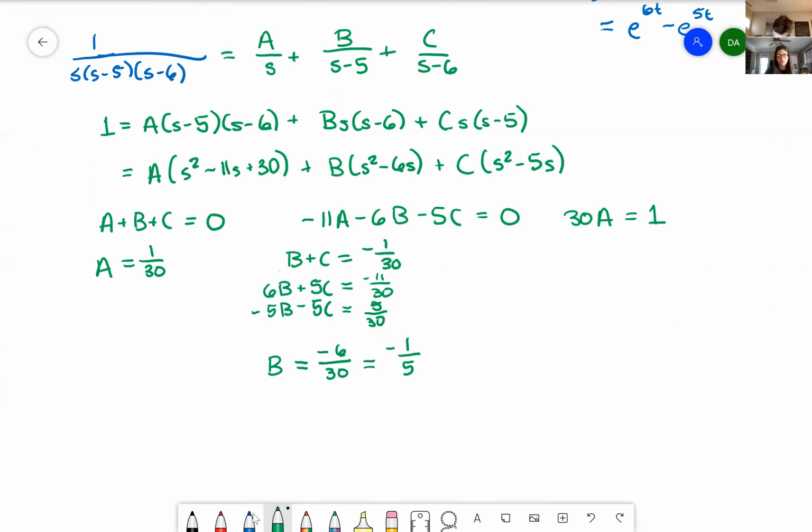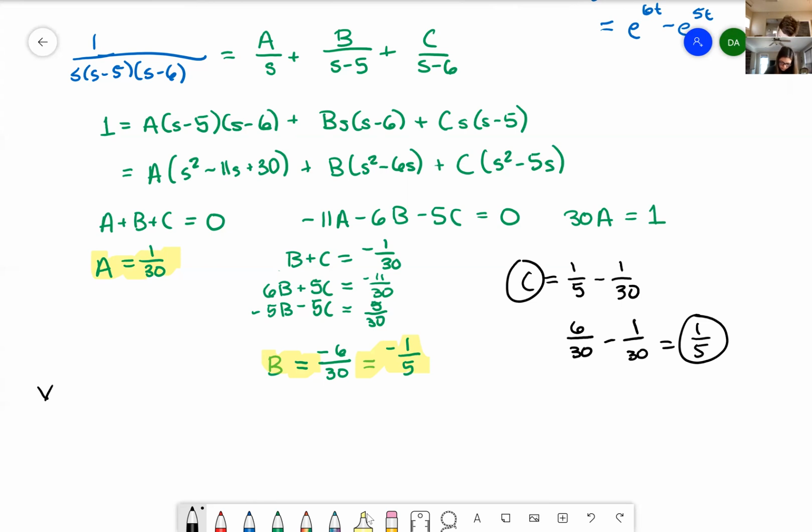Okay. So that's A, B. And it looks like we're on the right track. We should get 1/6 for C, I think. So we have C is equal to 1/5 minus 1/30. So that's 6/30 minus 1/30, which is 5/30.